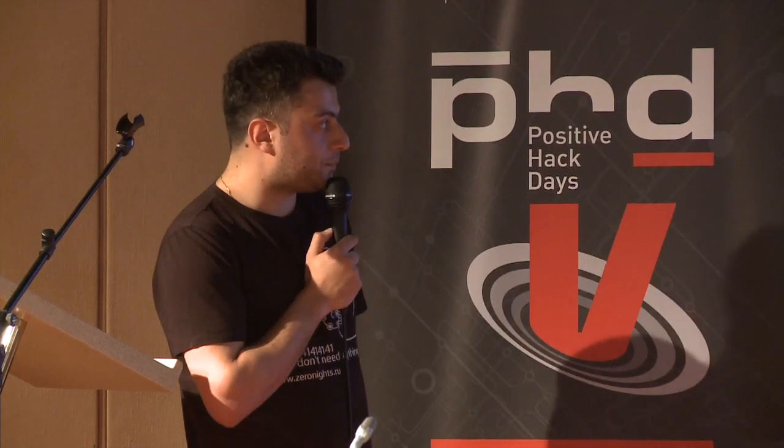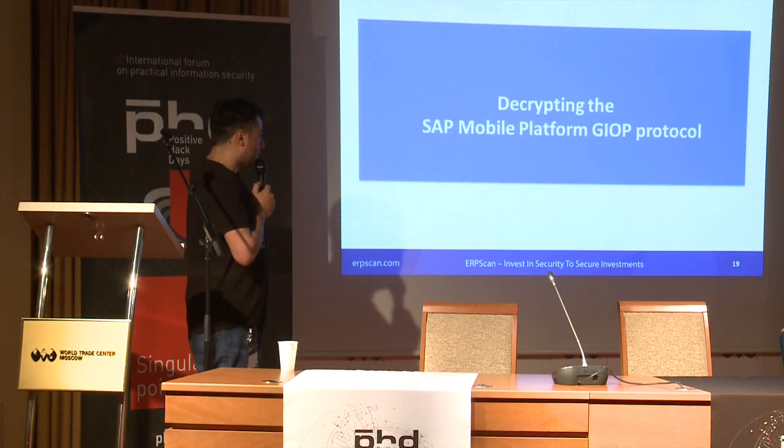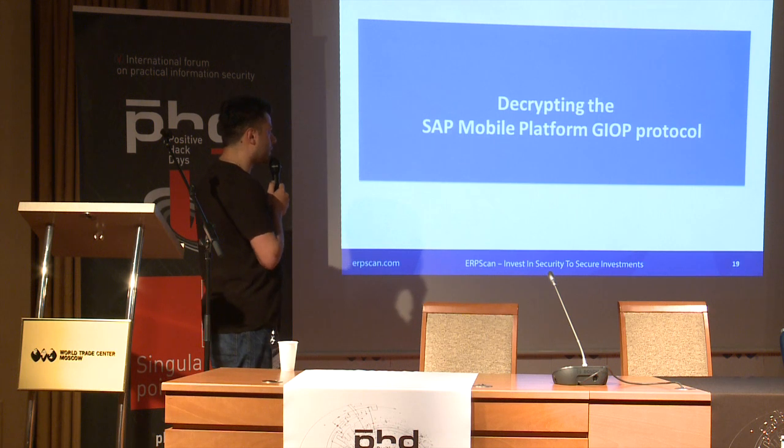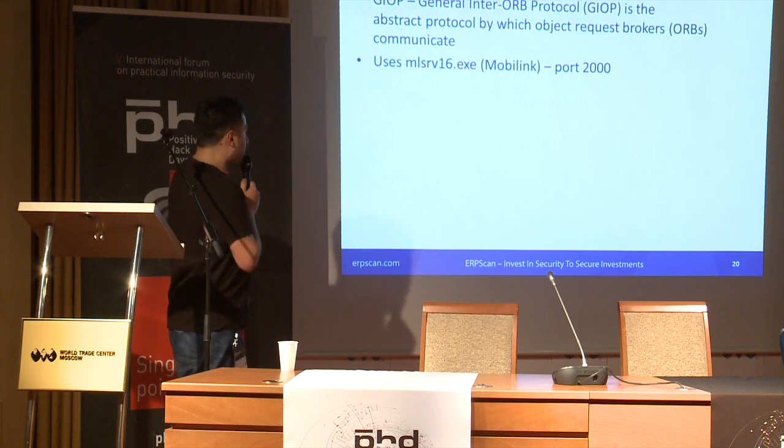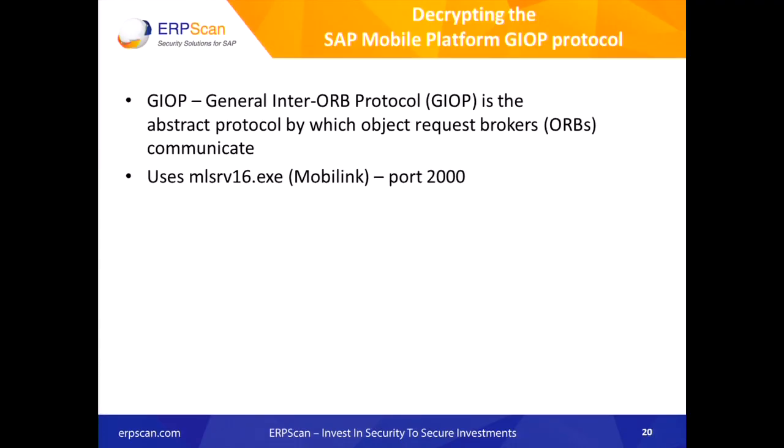So let's move on and look at the vulnerabilities that were discovered by us during our research. The first one is decrypting of the SAP Mobile Platform GIOP protocol. The GIOP protocol is used by the process Mobilink when the administrator opens the console and gets connected to the SAP Mobile Platform to control packages, which can be removed on the SAP Mobile Platform by the admin.